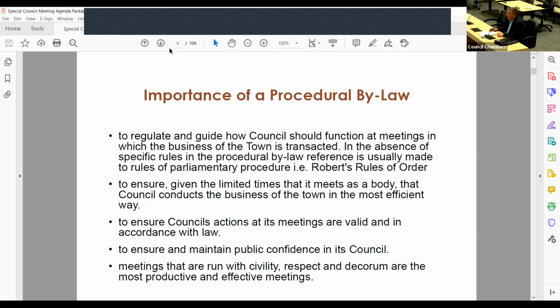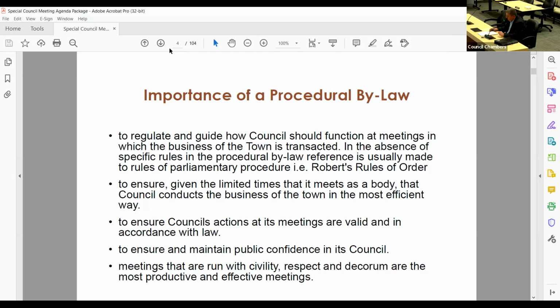So on your first slide there, certainly some of the importance is, firstly, to regulate and guide how council should function at meetings. Certainly not every procedural bylaw is all encompassing. So there's usually language in your procedural bylaw that provides for, in the absence of certain provisions, resort to be had to parliamentary rules. And the most common one that most of us are familiar with in some degree is Robert's Rules of Order.